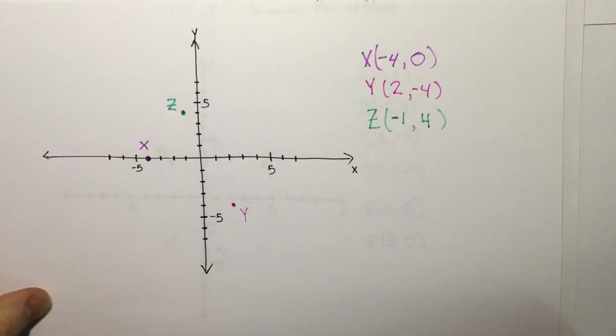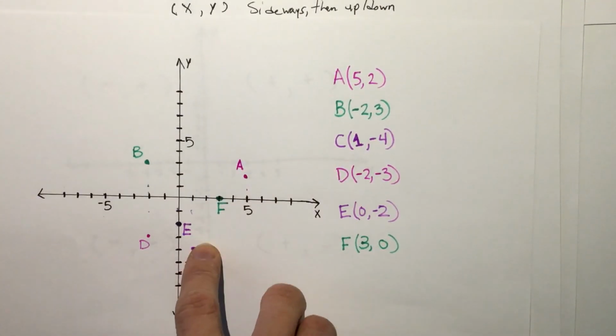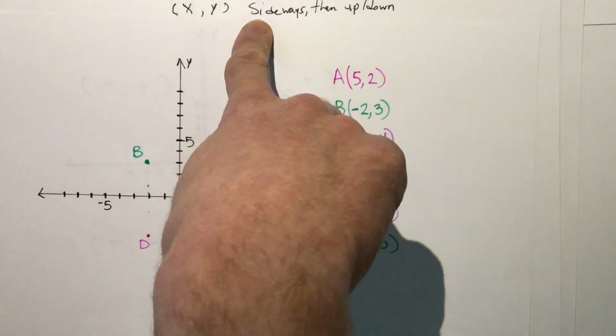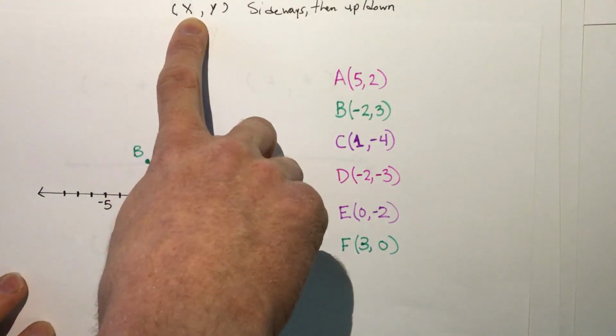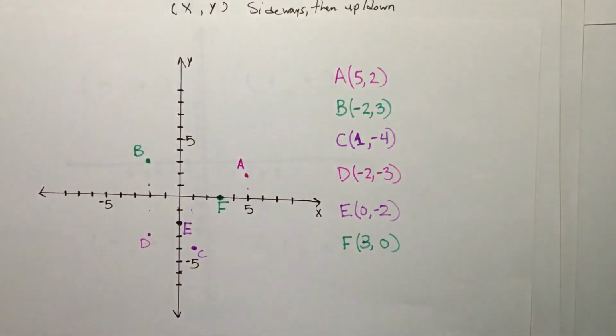So we've seen we can take points and put them into coordinates, or coordinates and put them into points, remembering that the first number tells us left or right, then the second number tells us up or down. Now take a look at the practice activity and practice that on your own.